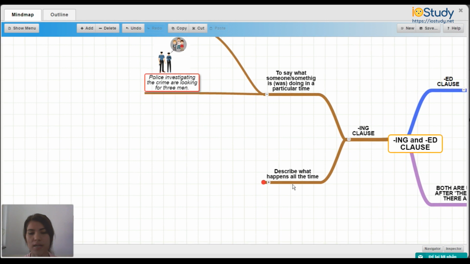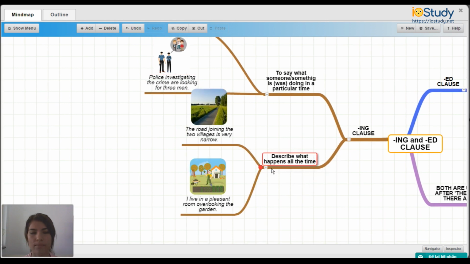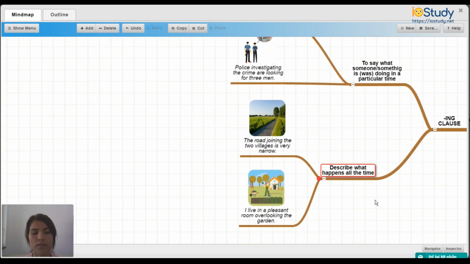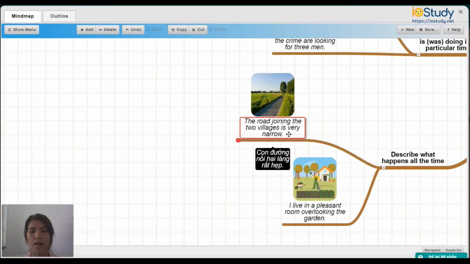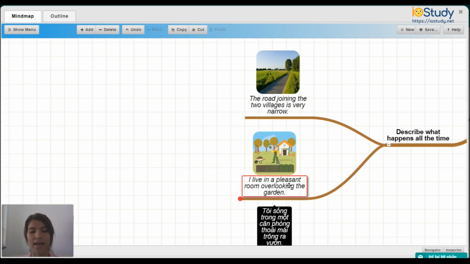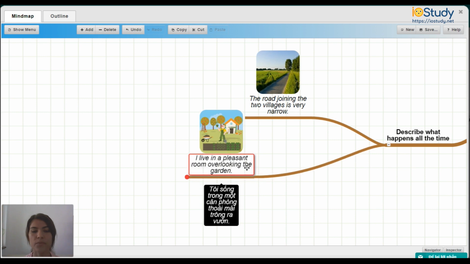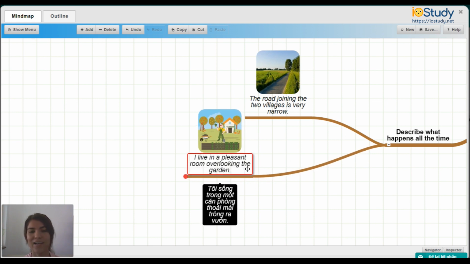Now let's move on to describe what happens all the time. So, for example, describing what happens all the time. The road joining the 2 villages is very narrow. And I live in a pleasant room overlooking the garden. So both of these happen all the time.